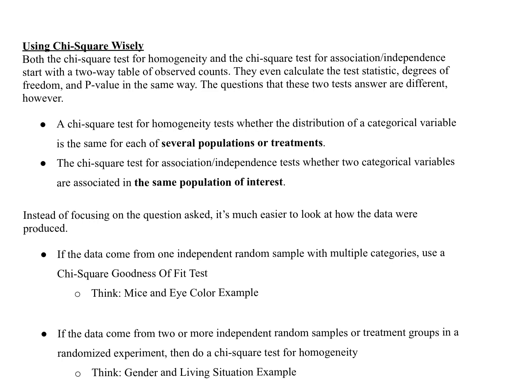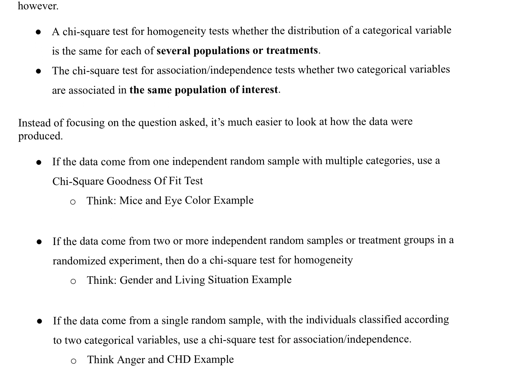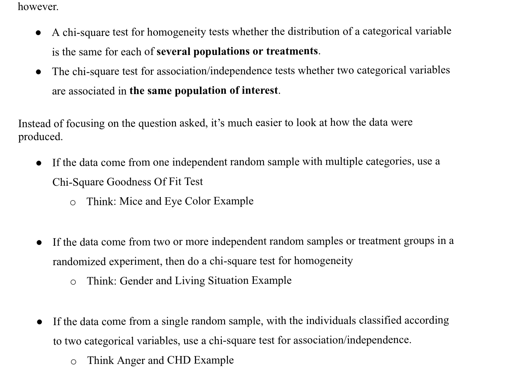So instead of focusing on the question that's asked, it's much easier to look at how the data were produced. Obviously, if the data comes from one independent random sample with multiple categories, that's a chi-square goodness of fit. So if we go back to section 1, the mice and eye color example. If you have data that comes from 2 or more random samples or treatment groups, then you have your chi-square test for homogeneity. So that was our gender and living situation. So we had 2 different populations, male and female. And then if the data comes from one random sample, but the individuals were classified according to 2 categorical variables, then we use a chi-square test for association or independence. So that's our anger and CHD example that we just did. We have one population, but we have 2 different categorical variables.